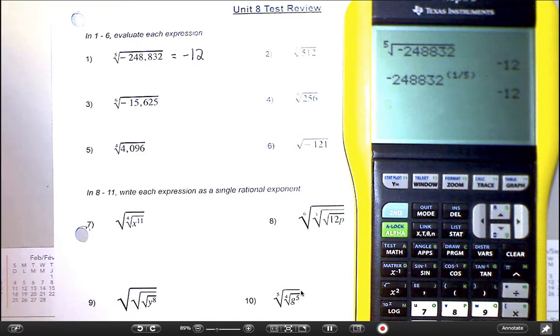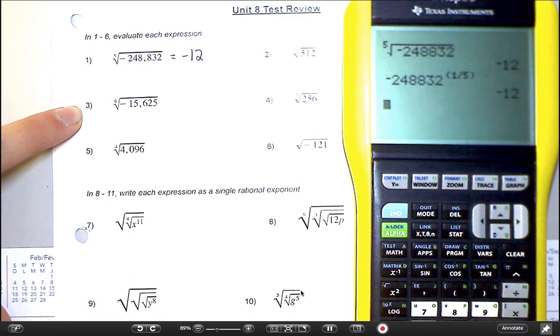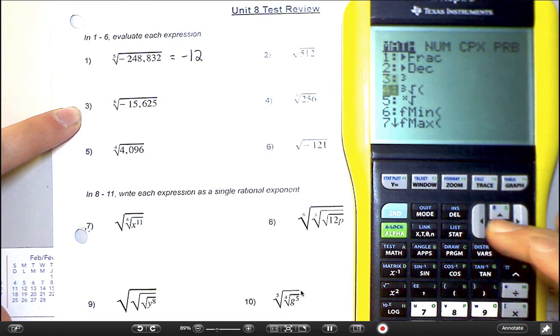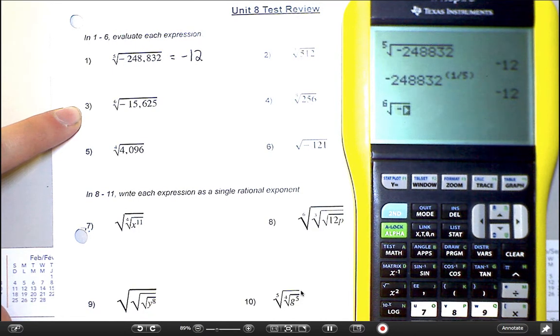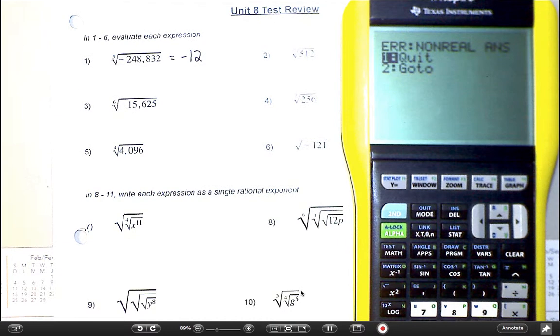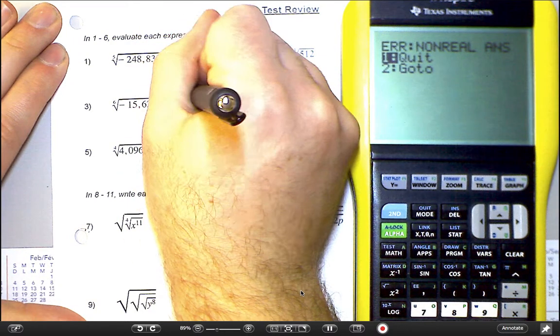Okay, so 1 through 6, you can pretty much type those all in. I do want to quickly talk about number 3 here. Number 3 is the 6th root, so I'm going to go ahead and get the 6th root here. The 6th root of negative 15,625. So the 6th root, or an even root of a negative number, is always going to cause this problem. We get an error on your calculator that there is a non-real answer. So for us, we're going to go ahead and just say that this is no solution.